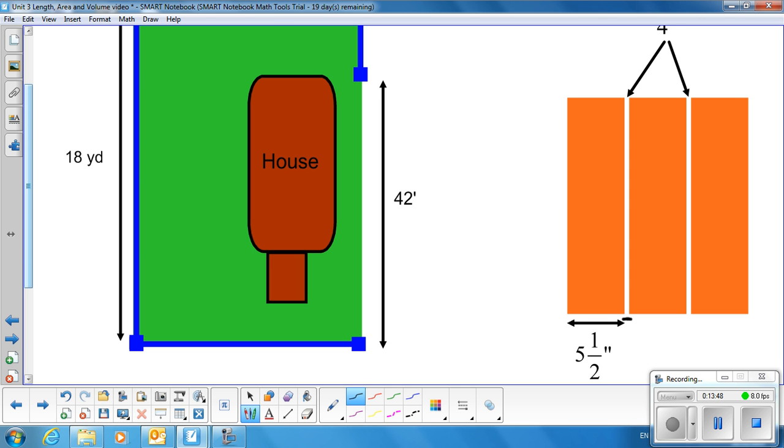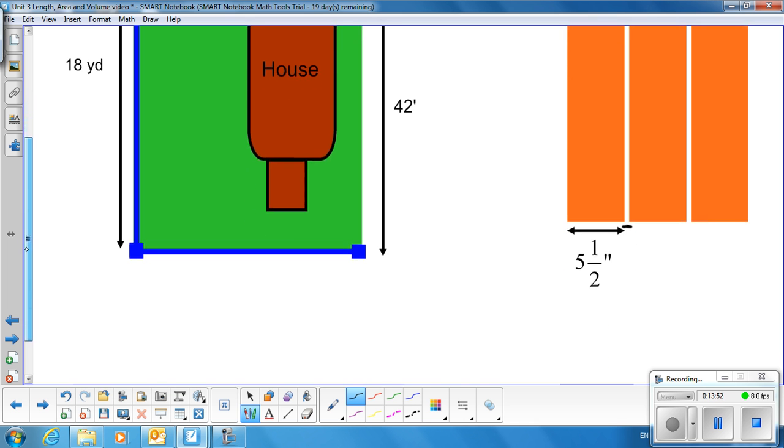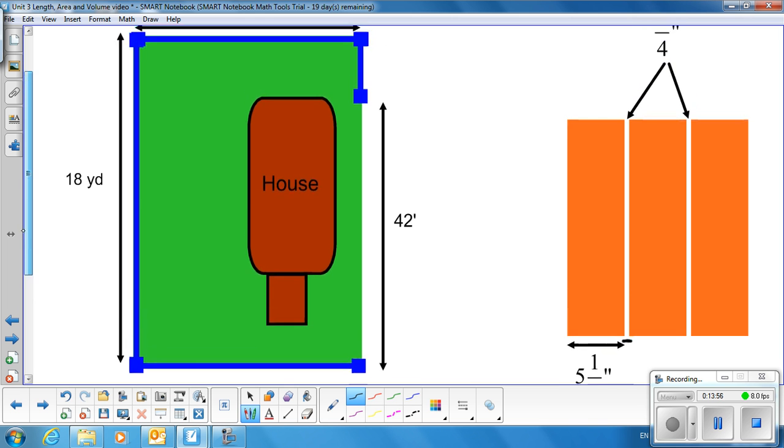So let's figure out how many yards or how many feet. Let's figure out how much fencing she needs. If we go back up to our picture, the total length of this right-hand side is 18 yards and her house is 42, so we need to figure out this missing length in here.